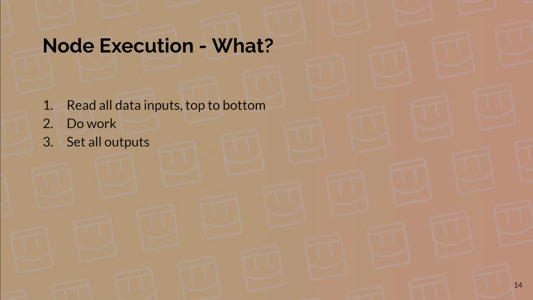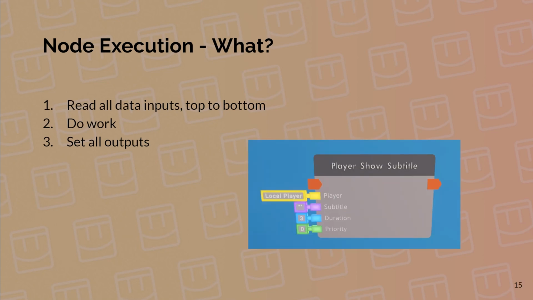Always these 3, always in this order. Read inputs, do work, set outputs. That's what it means for a chip to execute. Here's an example. So our player shows subtitle chip from before.